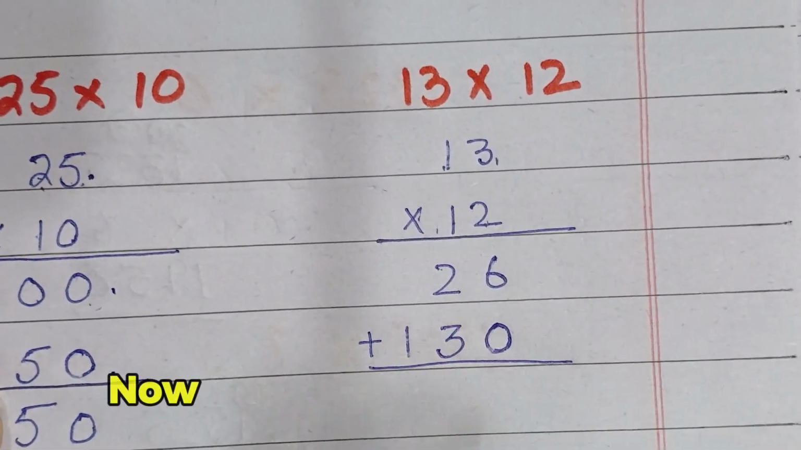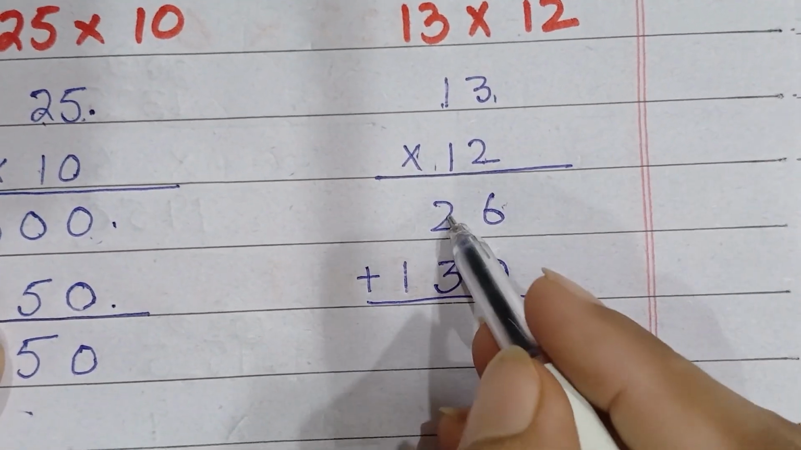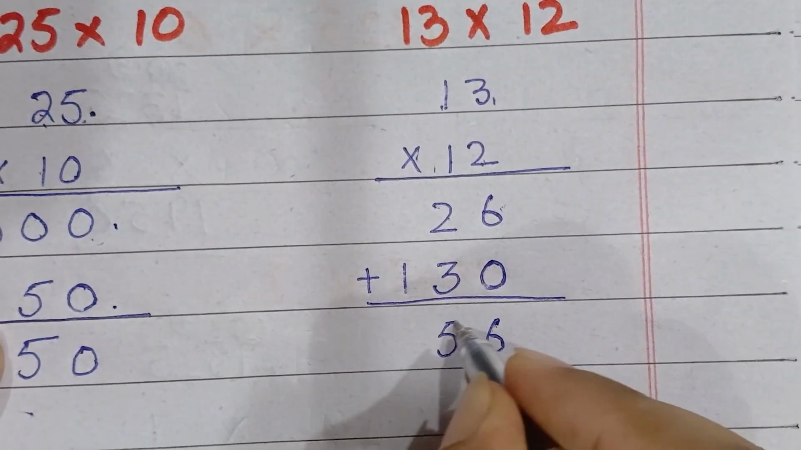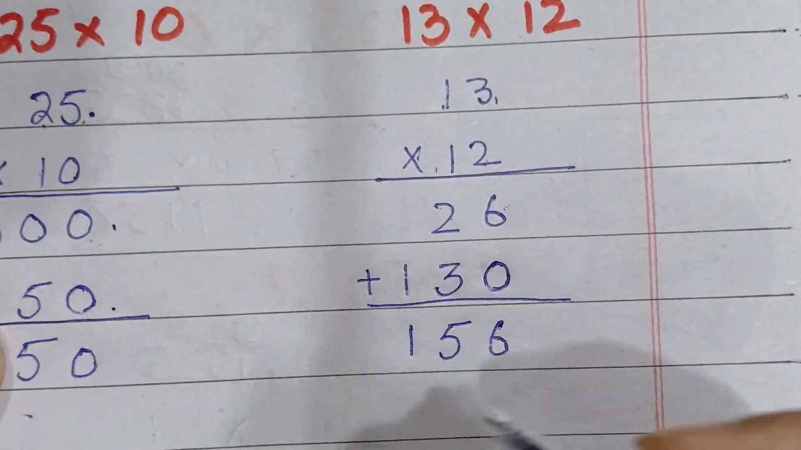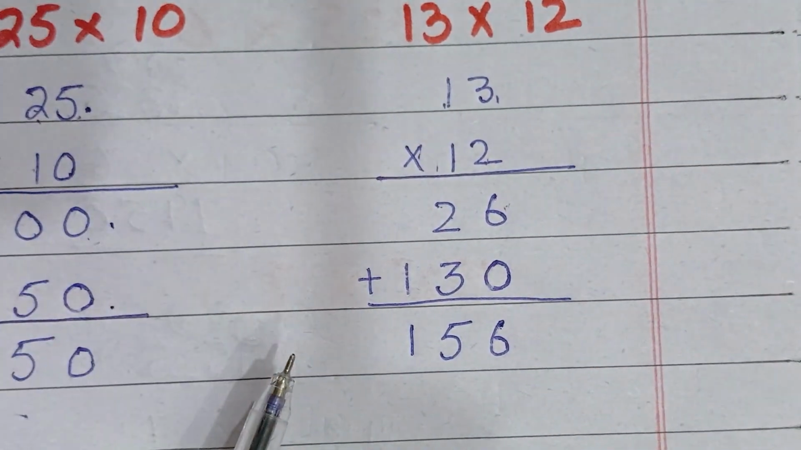Now add these two answers. 6 plus 0 is 6. 3 plus 2 is 5, and 1. The answer of this problem is 156.